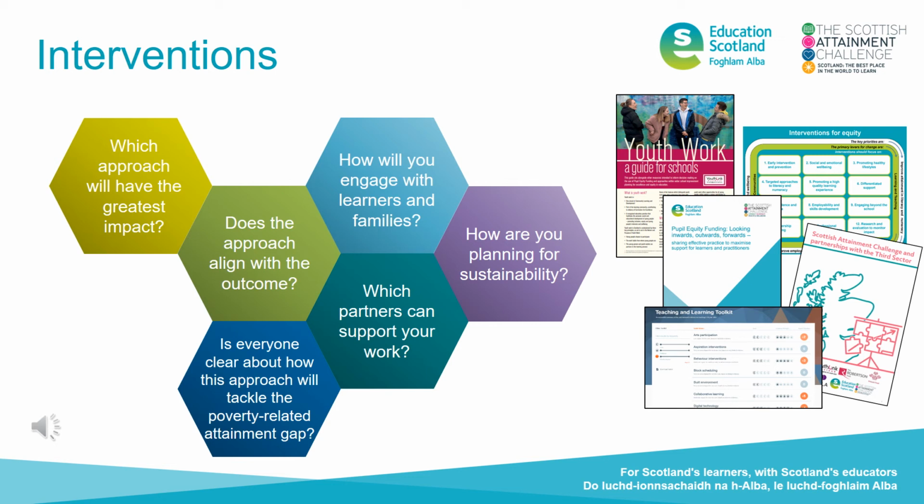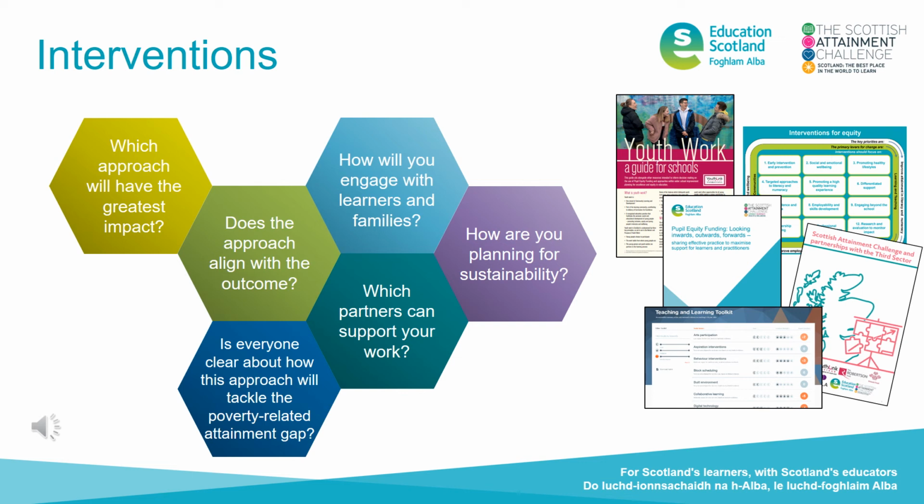Schools should consider which interventions will have the greatest impact, and resources such as the Looking Inwards, Outwards, Forwards publication, the Interventions for Equity framework, and the Education Endowment Foundation's Teaching and Learning Toolkit provide examples of successful approaches to support schools when planning their own interventions. Before deciding on an approach or intervention, ensure it aligns with the outcome you're trying to achieve.